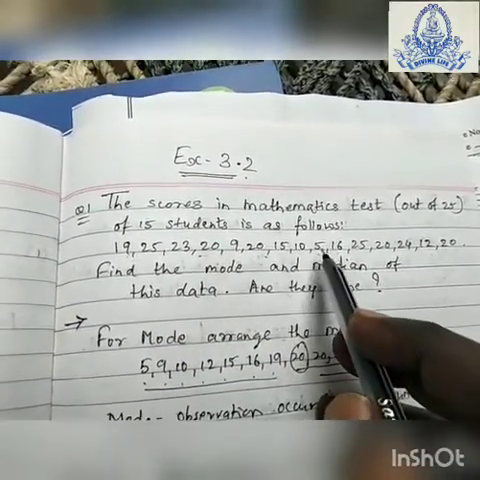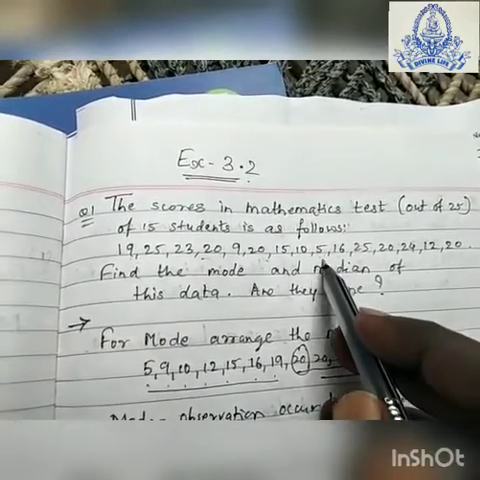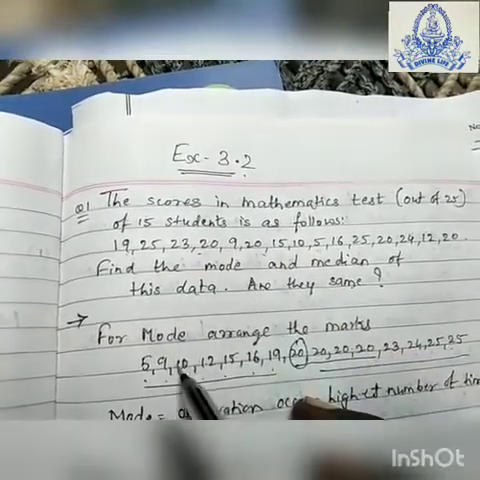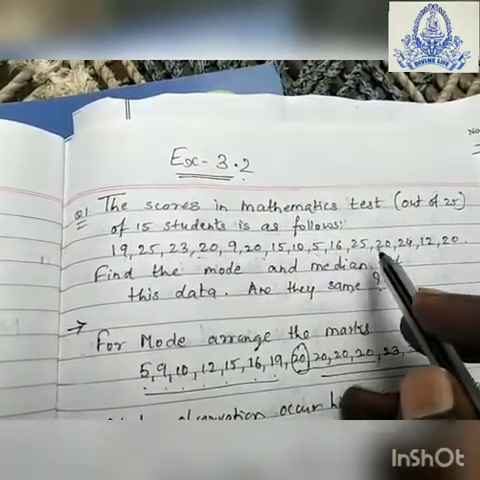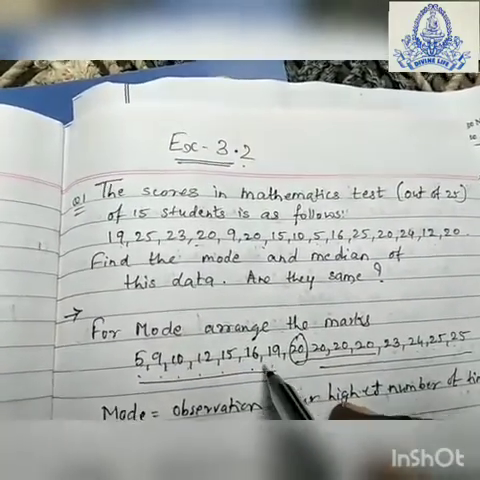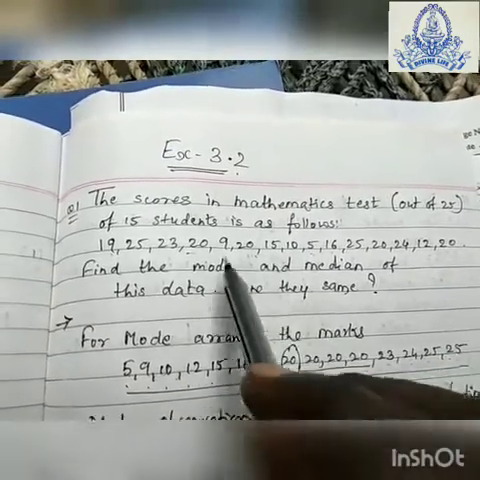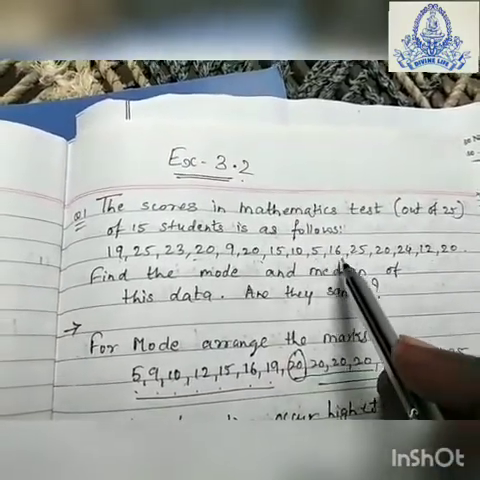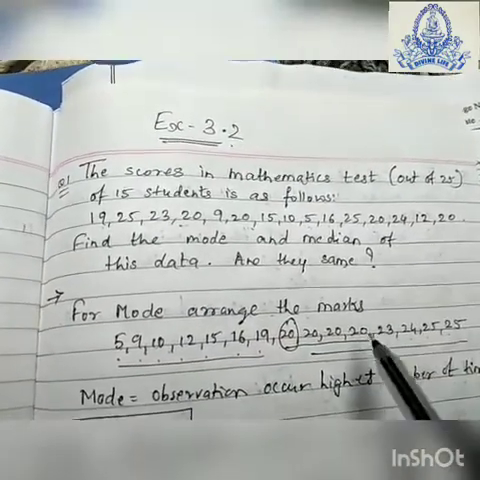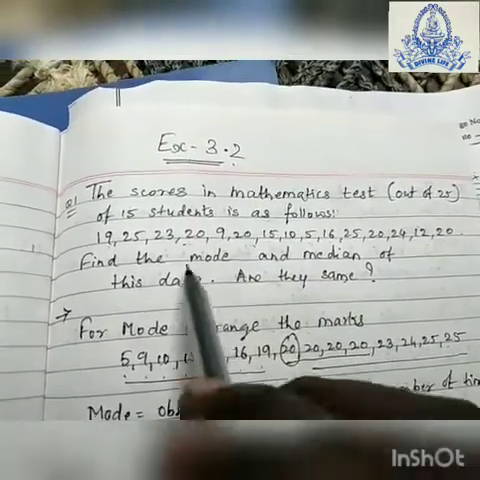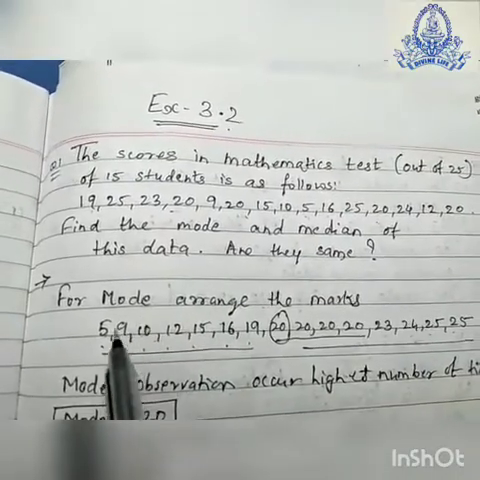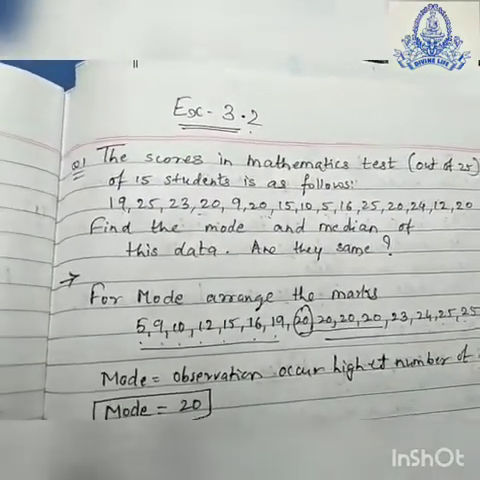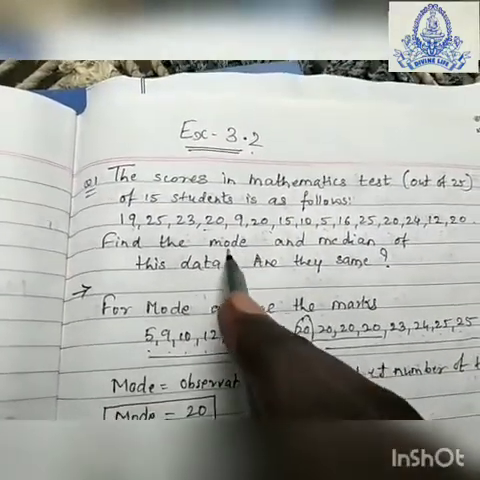So I will arrange from the smallest number: 5, then 9, then 10, then 12, 15, 16, 19, 20, 20, 20 occurring 4 times, then 23, 24 and 25 twice. According to that I will arrange in ascending order. I have already arranged. Now first of all find the mode.